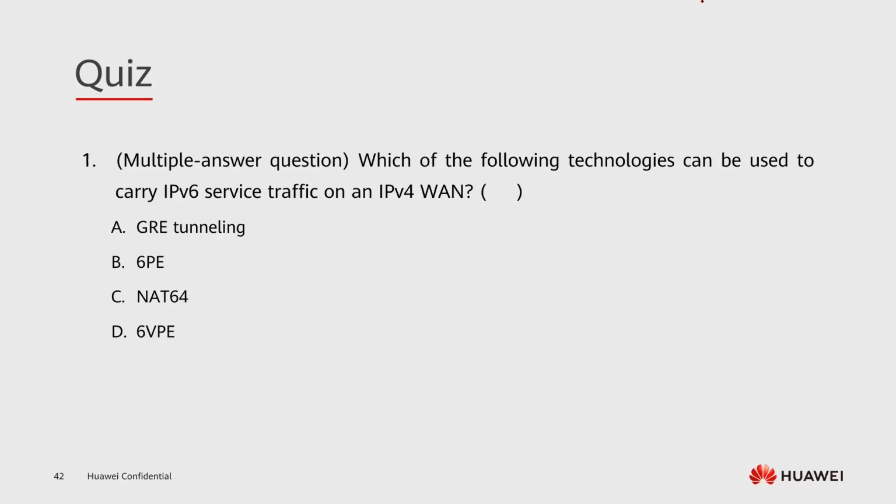Okay, this is the whole information about the IPv6 transition technology. And then let's see a quiz. The first question: which of the following technologies can be used to carry IPv6 service traffic on an IPv4 network? That means you need to cross the v4 network to transport the v6 traffic, so you need a v6 over v4 tunnel.